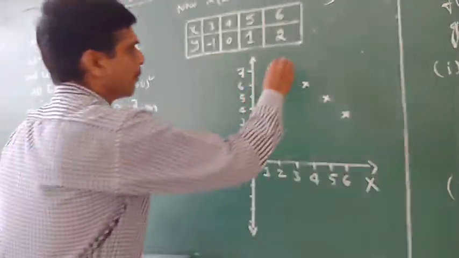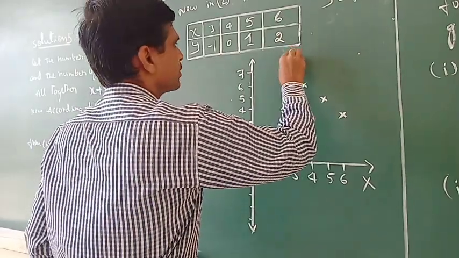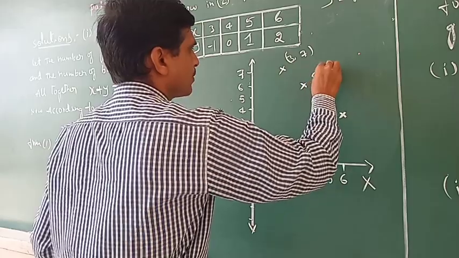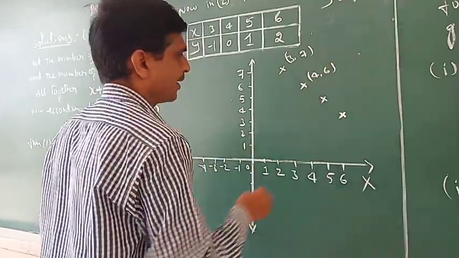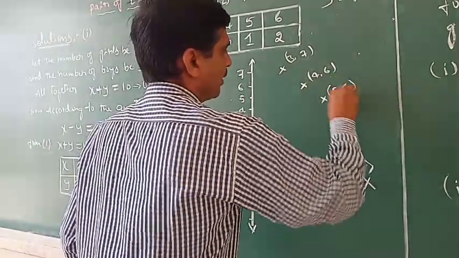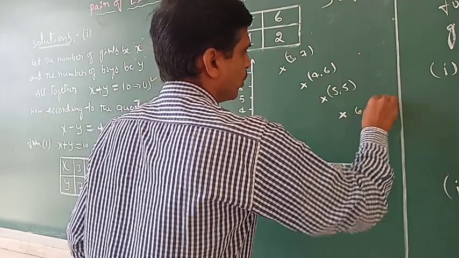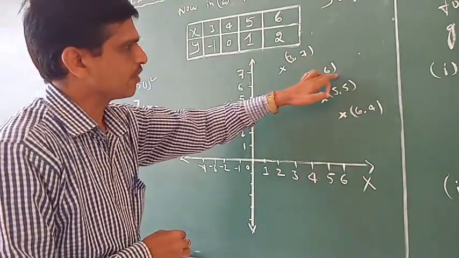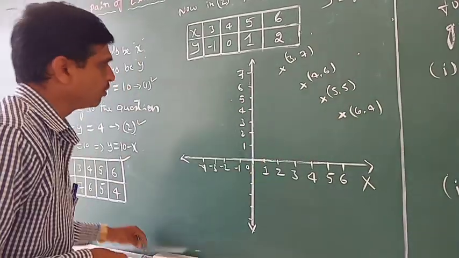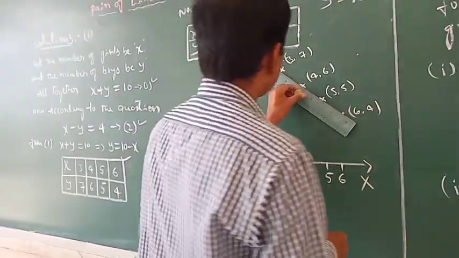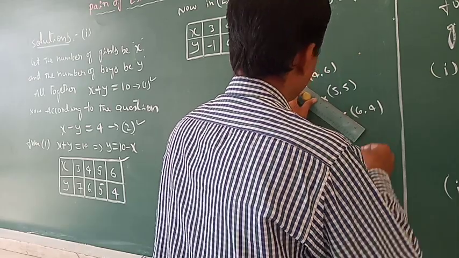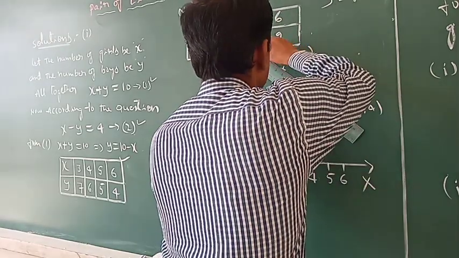Now the points are like this. First one is the coordinate point 3, 7. Next one is 4, 6. Next one 5, 5. Next one 6, 4. These coordinate points represent x and y. Now try to join the line by using all these plotted points using a scale.